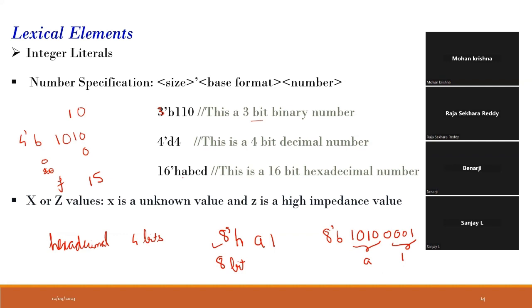Sir, if I have written 4'd, the maximum number after d I can write is 15, right? 15. Yes. 4'd15. Okay.